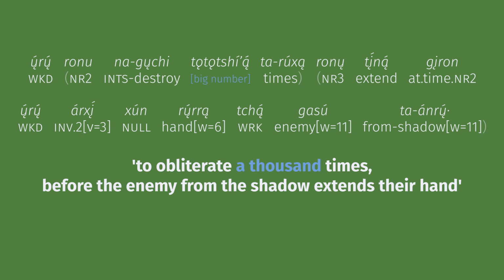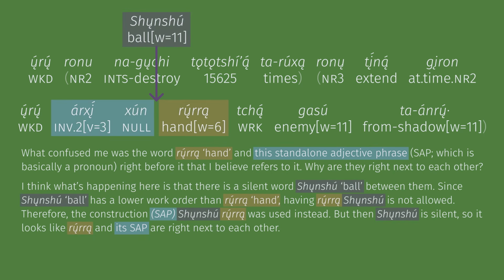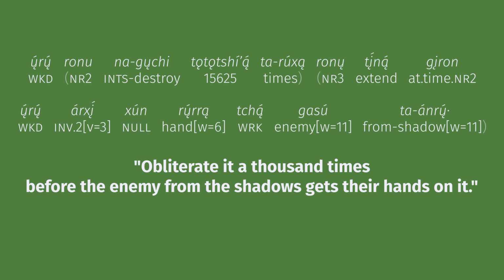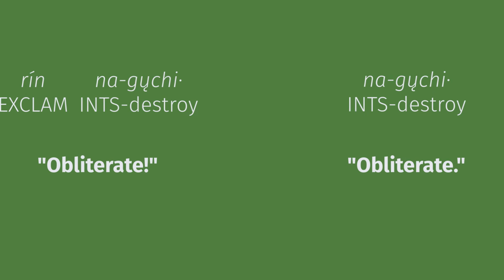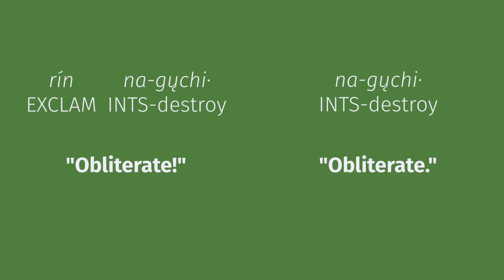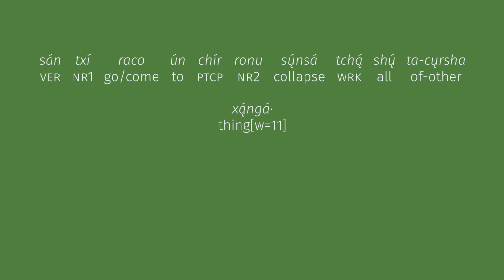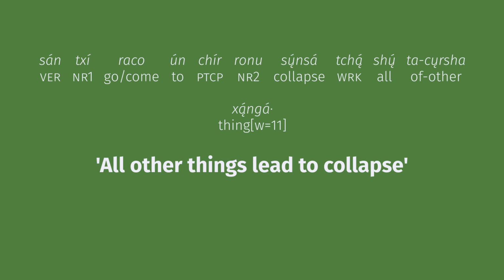So that's the obligatory math part of the video done. And as for the tricky part of the clause, here's an explanation on the screen. Pause if you want to read it. If I got that correct, this clause should mean obliterated 1,000 times before the enemy from the shadows gets their hands on it. Now, the fourth and fifth clauses are basically the same. They both say obliterate. And finally, clause number 6 translates literally to all other things lead to collapse.